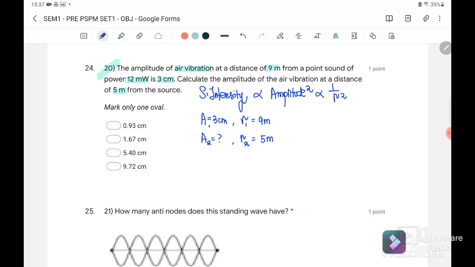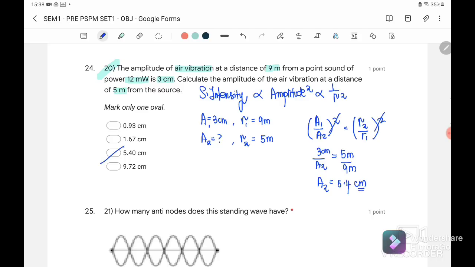We can use a ratio: A1 over A2 squared is equal to R2 over R1, because it's inversely proportional. A1 is 3, A2 we don't know. The square and square we can cancel. R2 is 5 meters, R1 is 9 meters. Finally, the new amplitude of the air vibration is equal to 5.4 cm, because just now it was 3 cm. The unit is still in cm. So the answer is C.